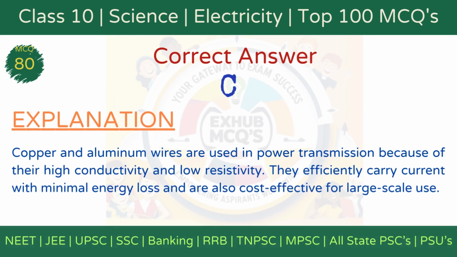The correct answer is option C, high conductivity. Explanation. Copper and aluminum wires are used in power transmission because of their high conductivity and low resistivity. They efficiently carry current with minimal energy loss and are suitable for long-distance power distribution.